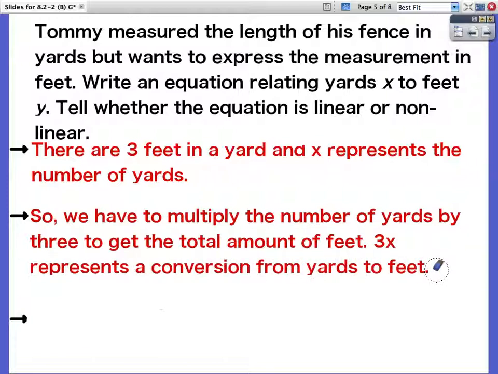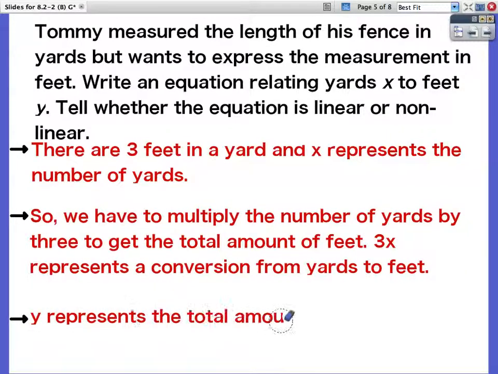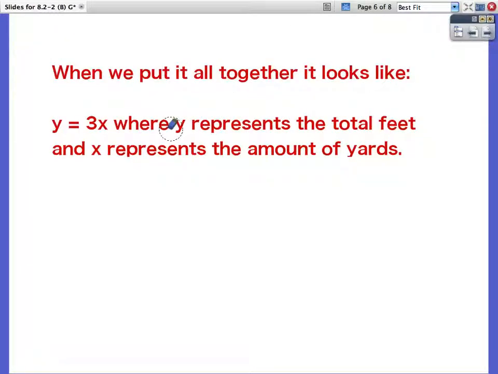So let's recap. 3x, or 3 times whatever x is, gets us the total number of feet. So if he measured his fence to be 12 yards and we put 12 in the place of x, that would be 3 times 12, or 36 feet. It told us already that y represents the total amount of feet. So let's put this all together into an equation. Y equals 3x. If we put it all together, that's what it looks like, where y represents the total feet and x represents the amount of yards in the problem.